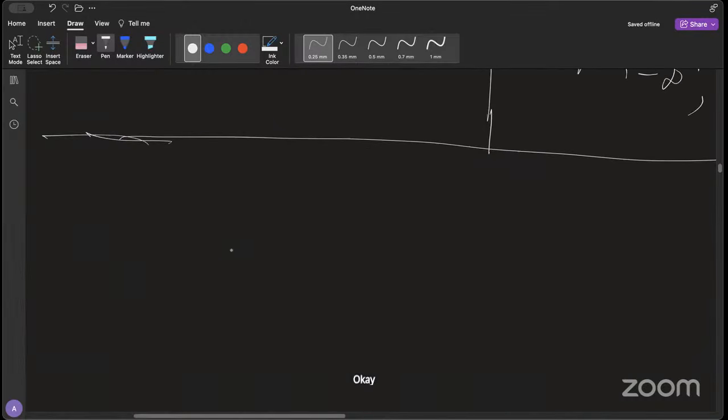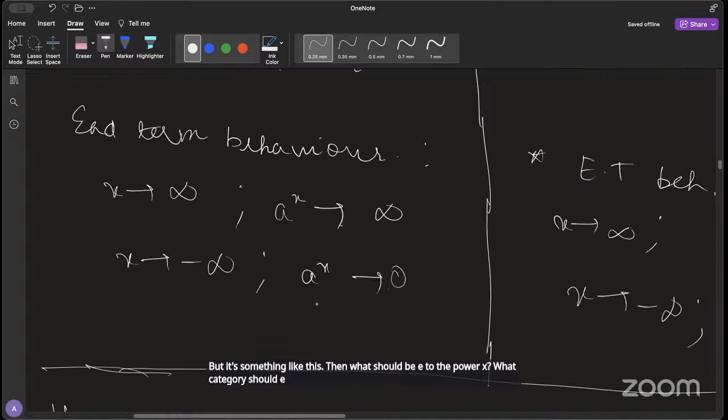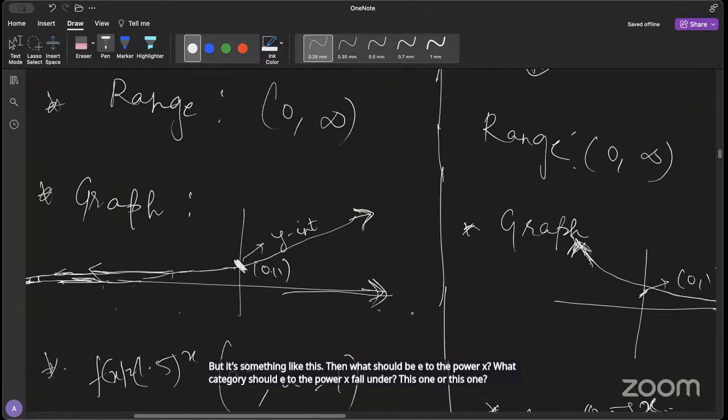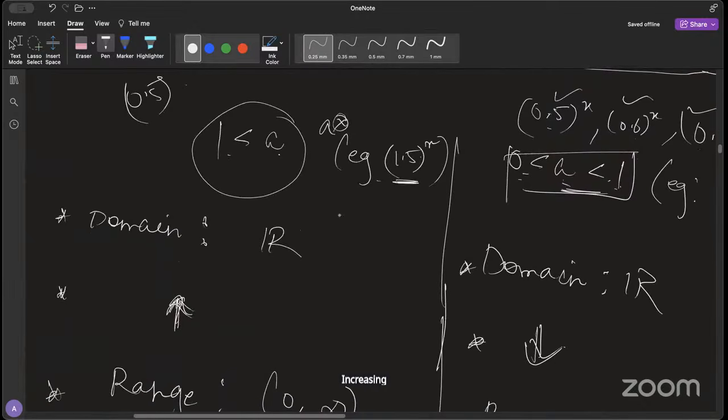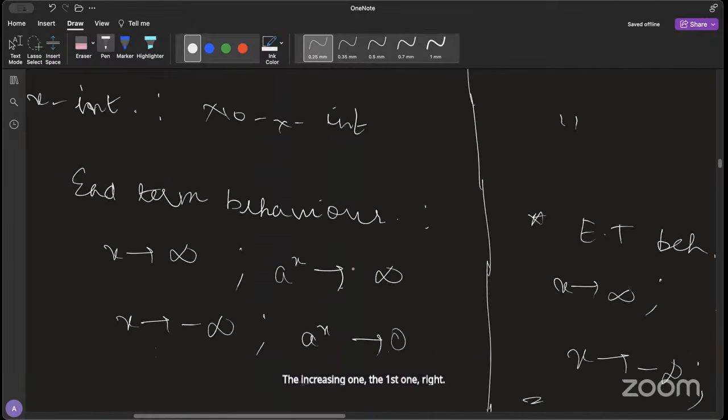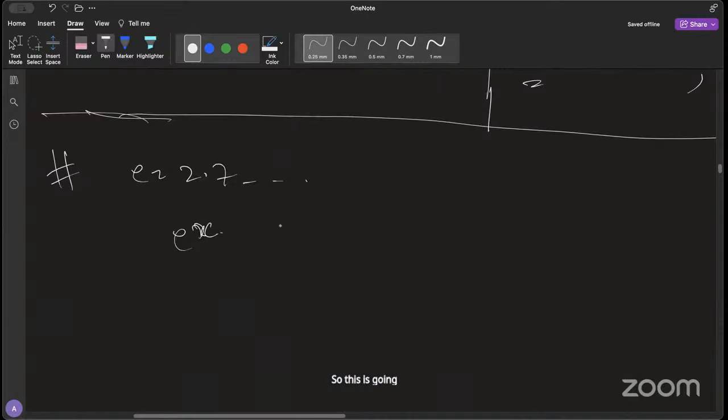Okay. Then coming to the next topic, e to the power x, where e is 2.7 and something. I don't know the values later. It's an irrational number though, but it's something like this. Then what should be e to the power x? What category should e to the power x fall under? This one or this one? Increasing. The increasing one, the first one, right? Yes. So this is called the natural exponential function.